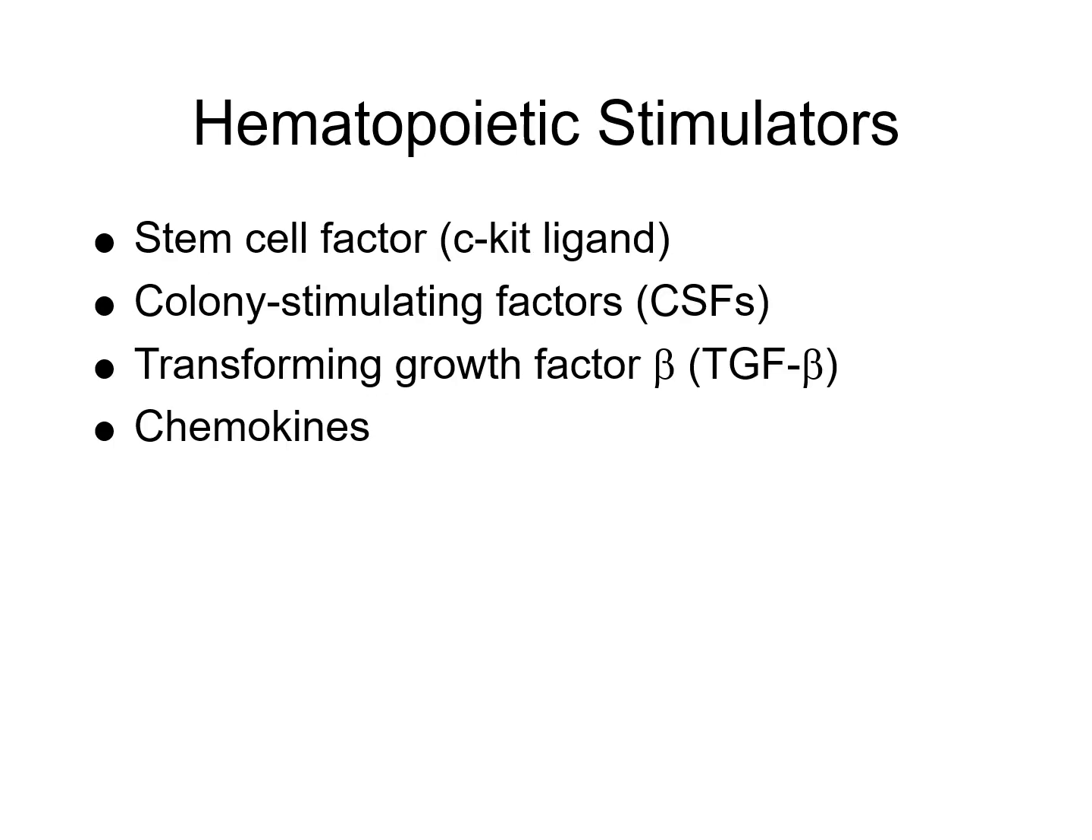Hematopoietic stimulators are molecules that regulate the growth, differentiation, and function of blood and immune cells. They are essential for maintaining adequate immune cell populations. The major hematopoietic stimulators: the first one is stem cell factor. This supports survival, proliferation, and differentiation of hematopoietic stem cells. It binds the c-KIT receptor on progenitor cells.